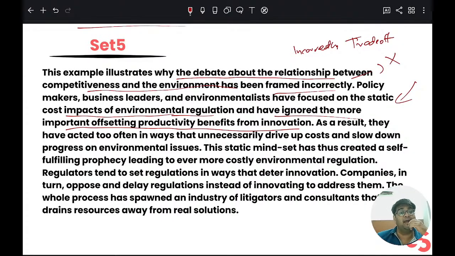As a result, they have acted too often in ways that unnecessarily slow down progress in environmental issues. The static mindset has thus created a self-fulfilling prophecy leading to ever more costly environmental regulation. Regulators tend to set regulations in ways that deter innovations. Companies in turn oppose and delay regulations instead of innovating to address them. The static mind has thus created a self-fulfilling prophecy.